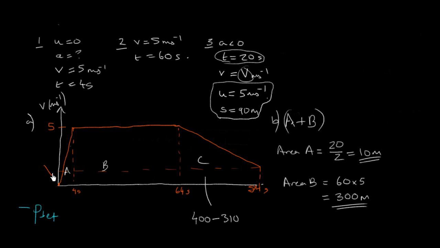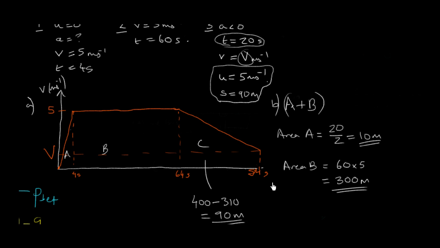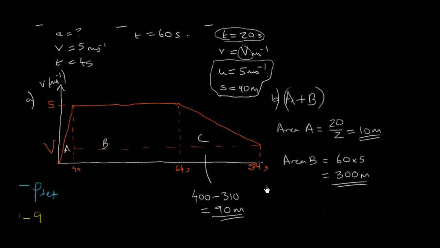This big V there is what we're looking for. And so the area that we just worked out right now to be 90 meters is this one here, all of this. Okay, that's 90 meters. Okay, so this is still valid though.